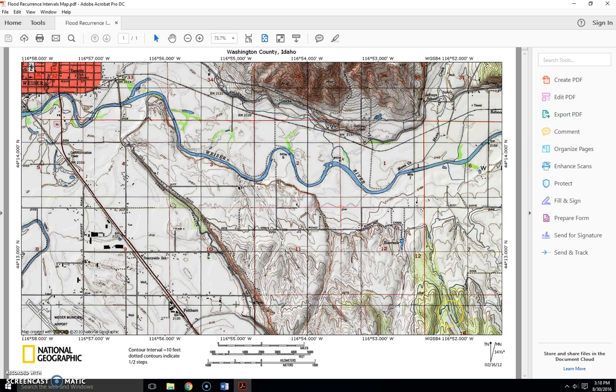And again, if you get frustrated with the map, the topographic map, just take a break, chill out, and try your best. It is tough. These topo lines are really close together. Ugh.